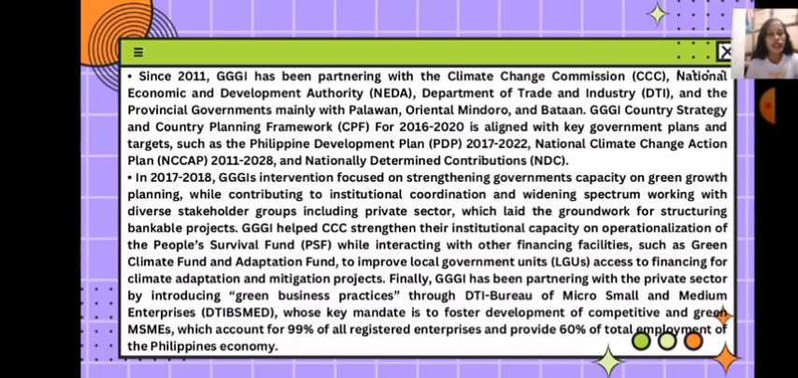Finally, GGGI has been partnering with the private sector by introducing green business practices through DTI Bureau of Micro, Small, and Medium Enterprises, whose key mandate is to foster development of competitive and green MSMEs, which account for 99% of all registered enterprises and provide 60% of total employment of the Philippine economy. So GGGI partners with different organizations that can help to attain and foster development.